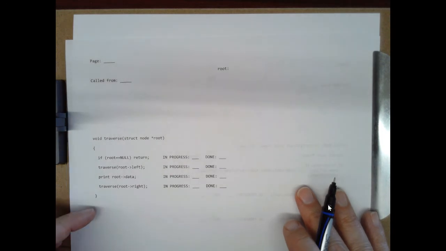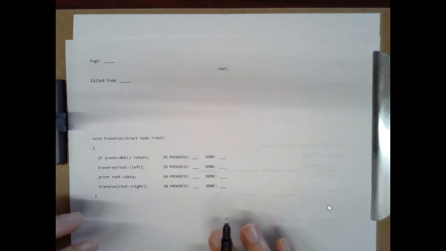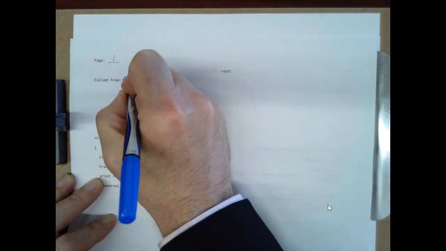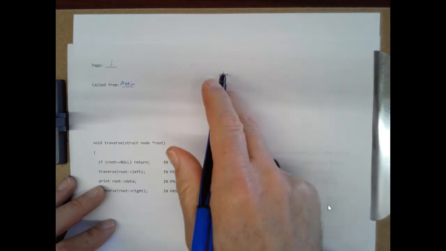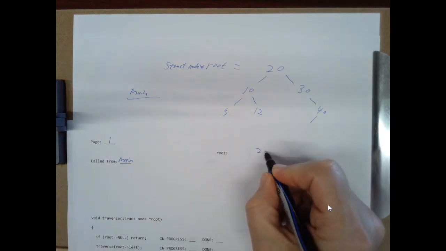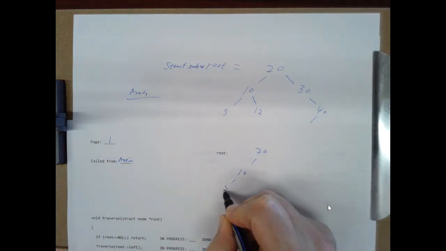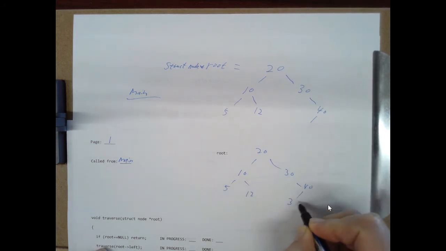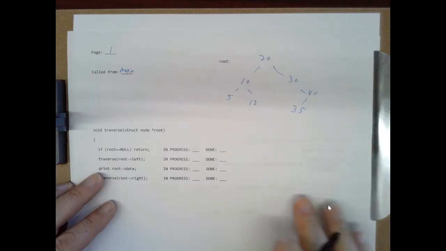So when we call traverse, we create what's called a call frame. It's a kind of completely new context in which this call to traverse is being executed. So I'm going to say this is call frame 1, page 1 of this, and it was called from main. And traverse was called with root being the following tree: 20, 10, 5, 12, 30, 40, 35. That's the argument we passed to traverse.